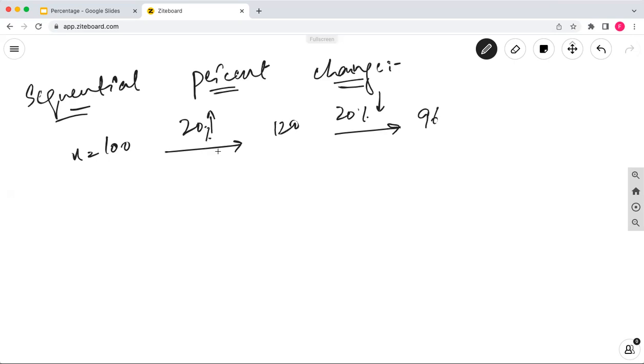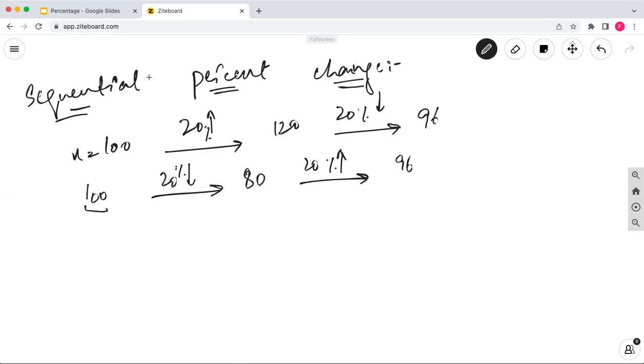Likewise, inversely, if I have 100 and I decrease this by 20%, what is the answer? That is 80. And if I increase this by 20%, what is the answer? 96. So this is not again 100, right? When you have a percent change in sequence, it is not possible that you get the same value after two changes.